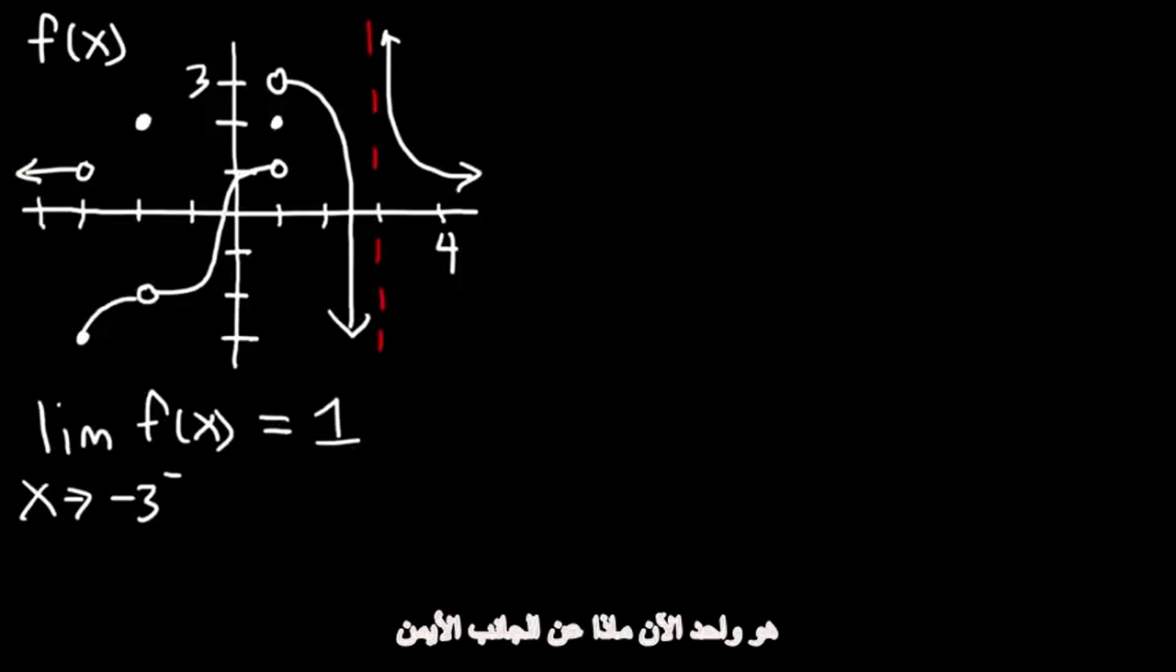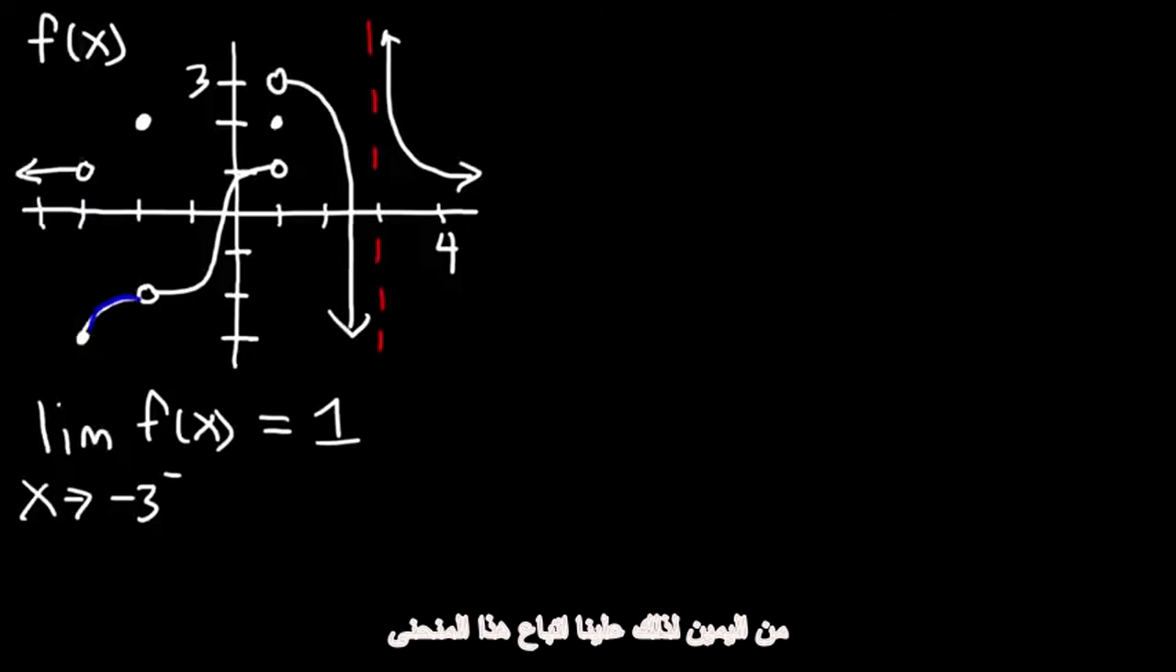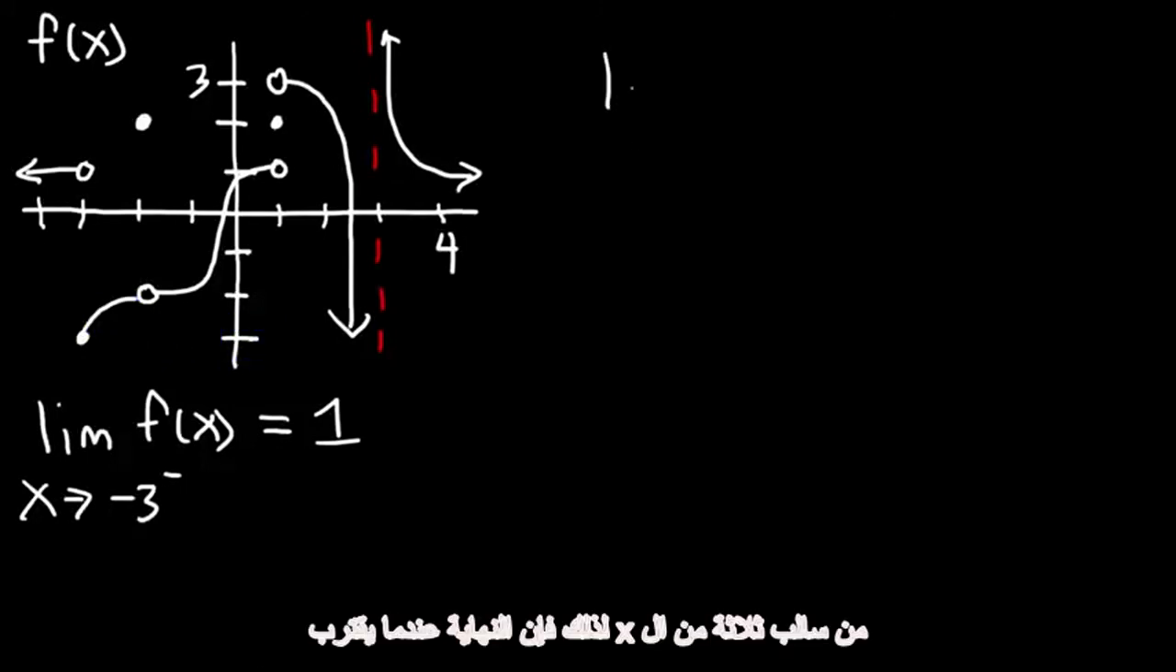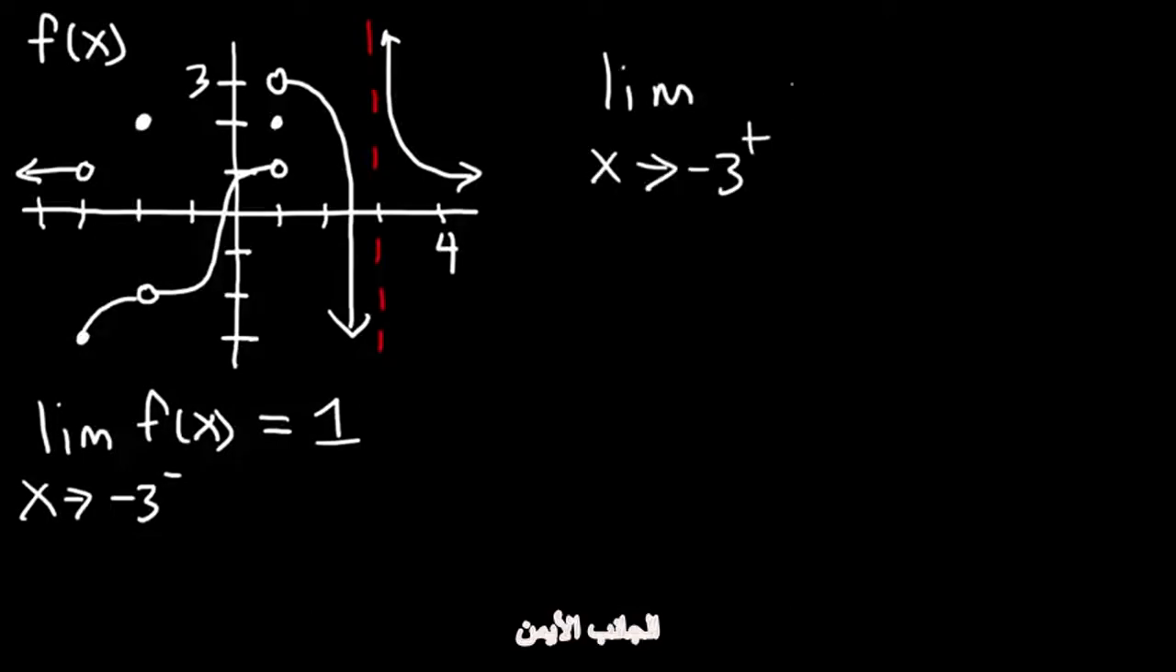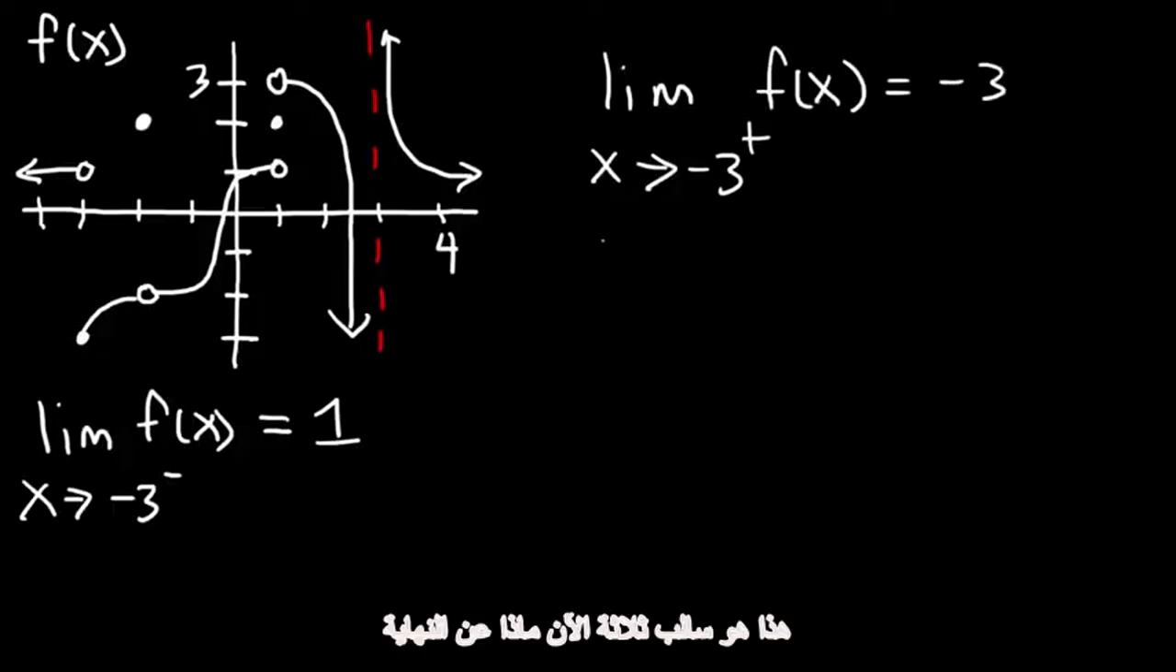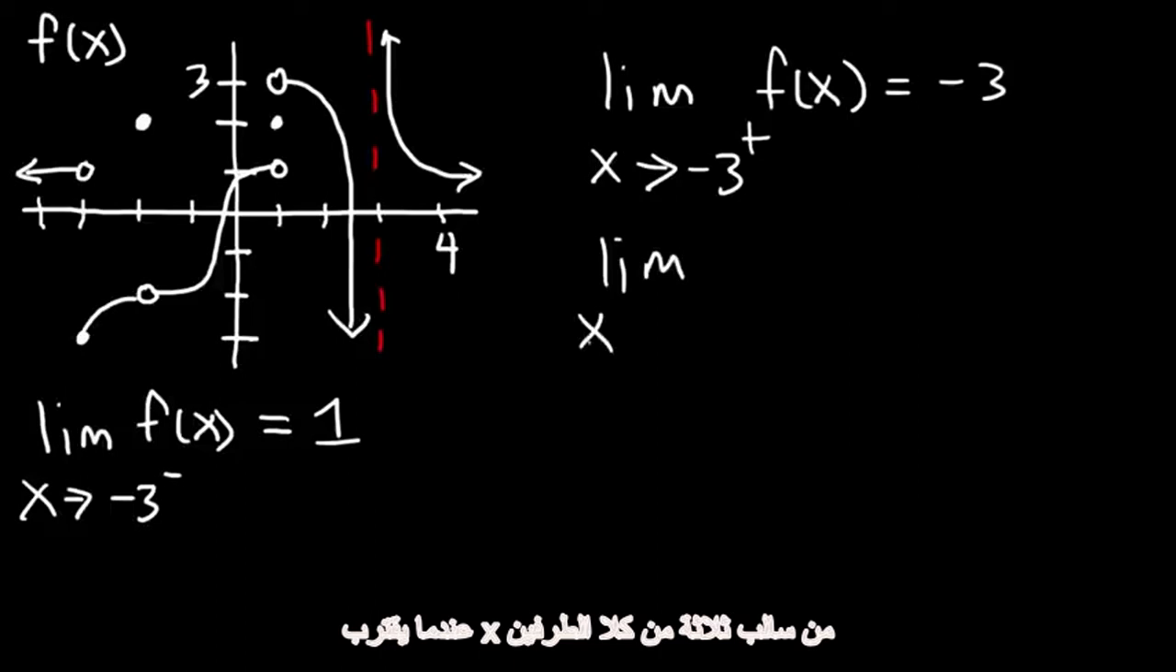Now what about from the right side? You want to approach the vertical line at negative 3 from the right. So we got to follow this curve. Notice that the y value here is negative 3. So therefore the limit as x approaches negative 3 from the right side, that's negative 3. Now what about the limit as x approaches negative 3 from either side?